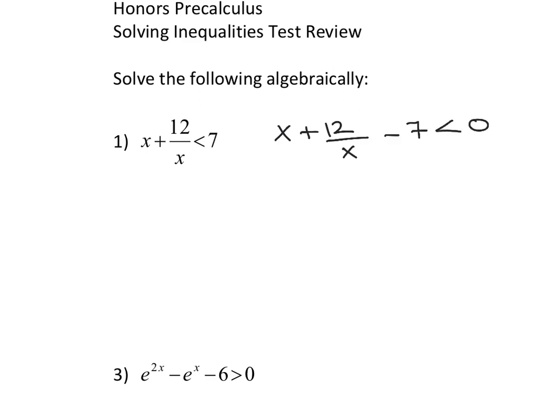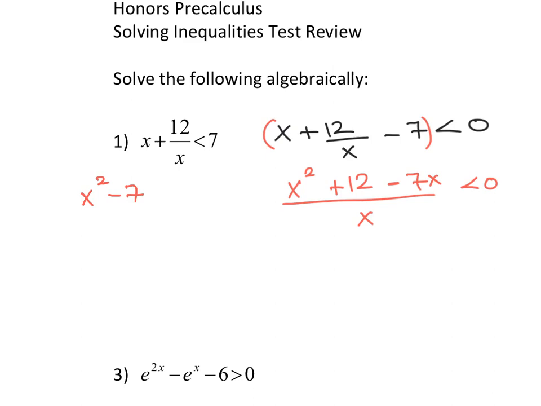Then I need to combine them, so I need to find a common denominator, which is x in this case, and I need to multiply the top of every single fraction over here by x. So x times x is x to the power 2, then plus 12 minus 7x is less than or equal to 0. Let's rearrange the top of this fraction and factor it. So that's going to be x squared minus 7x plus 12 over x is less than 0.